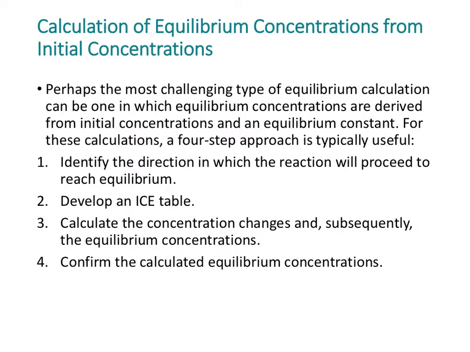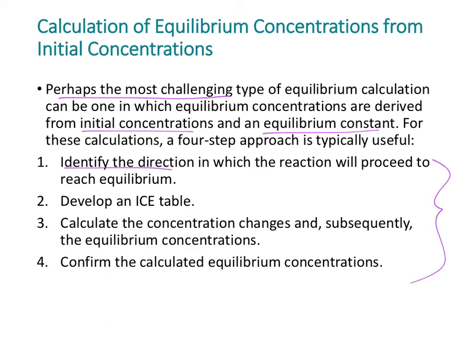Next, we saved the best, not really, because it's kind of difficult, challenging. We have this for last: calculating equilibrium concentrations from initial concentrations. So this is, again, perhaps the most challenging type of calculation. And in this calculation, we will have some initial concentrations and an equilibrium constant.